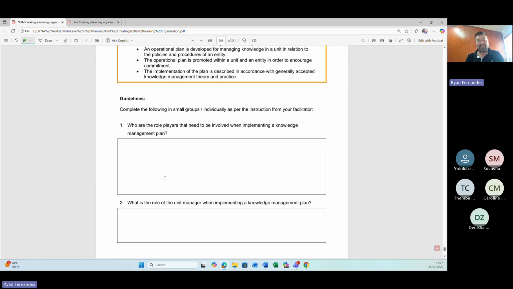Well, if you think about it, it's going to be your IT. It's going to be your IT department. It's going to be the unit managers. It's going to be the individual employees. It's going to be top management. And I think for you guys, it might even be your clients that are going to be role players. So any of those is going to be part of your role players.